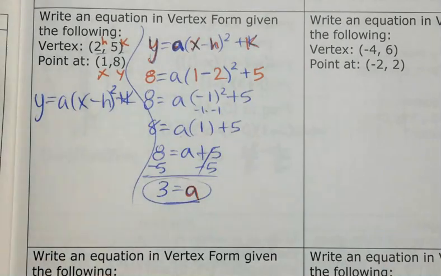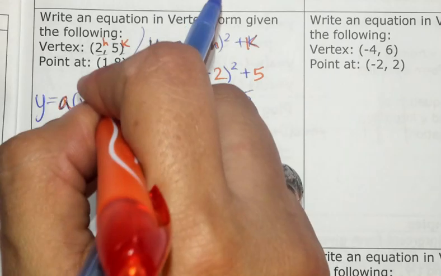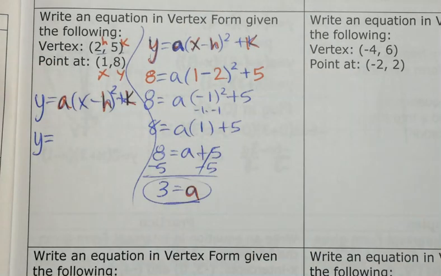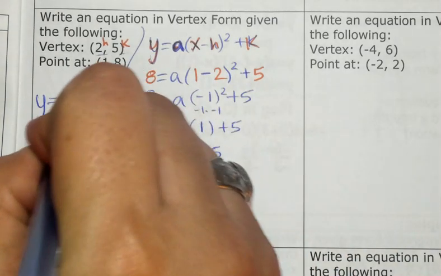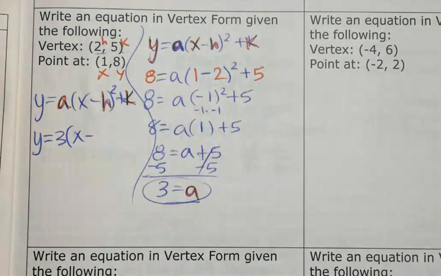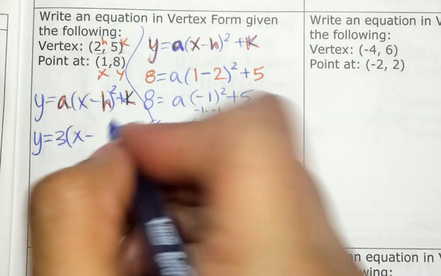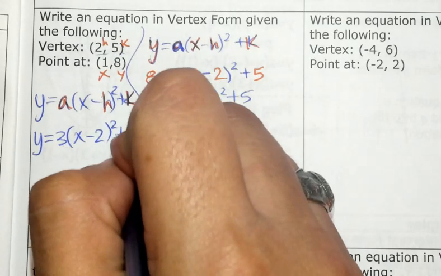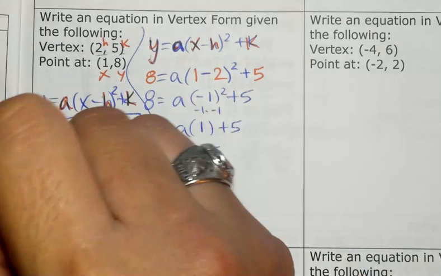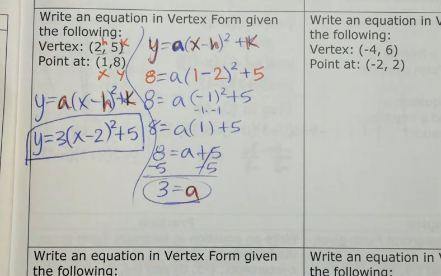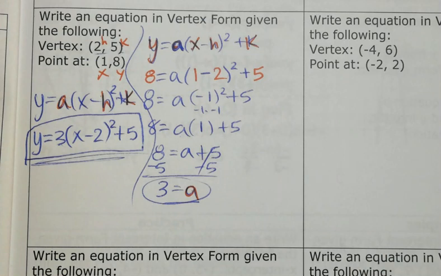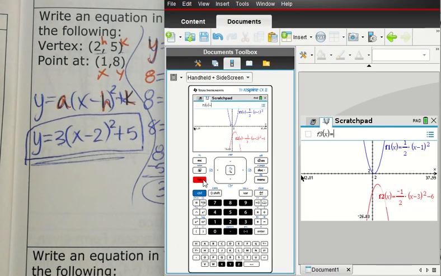So for this, we're going to now replace a, h, and k. So y equals the a value, which is 3, (x minus your h, which is 2) squared plus 5. And this is the final answer. This is the correct vertex form equation for the given. And again, at any time, you can always double check by typing this in your calculator.